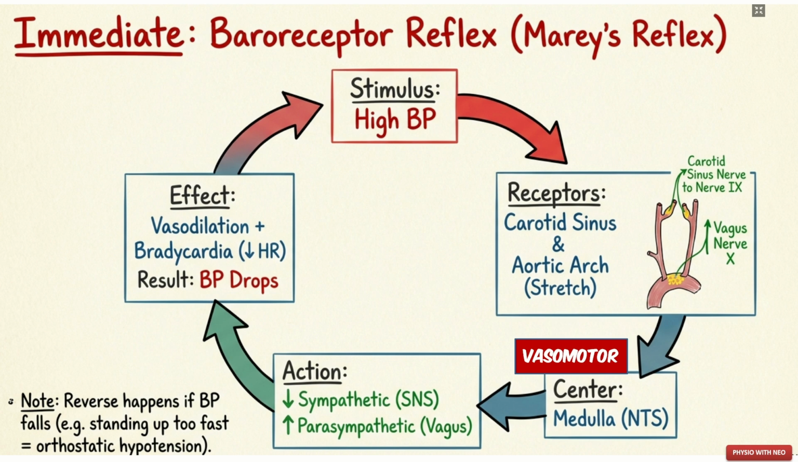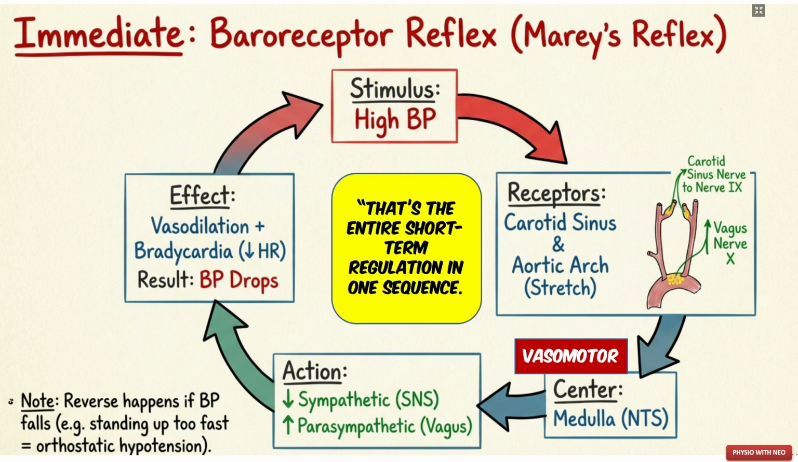Now it causes a decrease in sympathetic stimulation and an increase in parasympathetic stimulation. The effect is vasodilatation and bradycardia, that is, a heart rate decrease. Overall it results in a fall in blood pressure. Remember, that is the entire sequence of short-term regulation of blood pressure. If you master this, half your work is done.